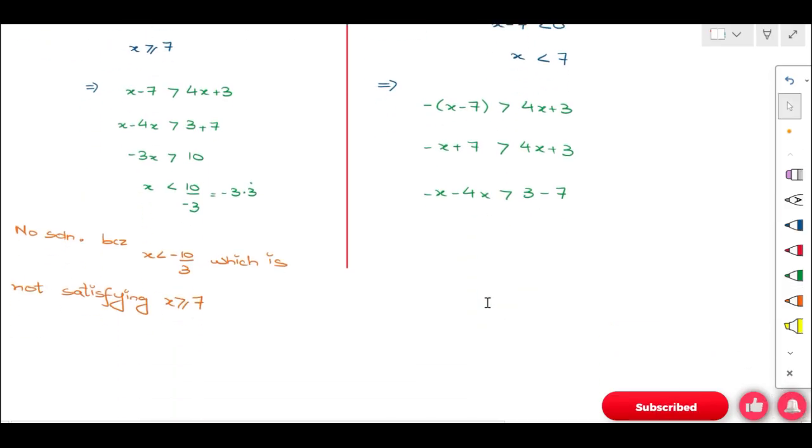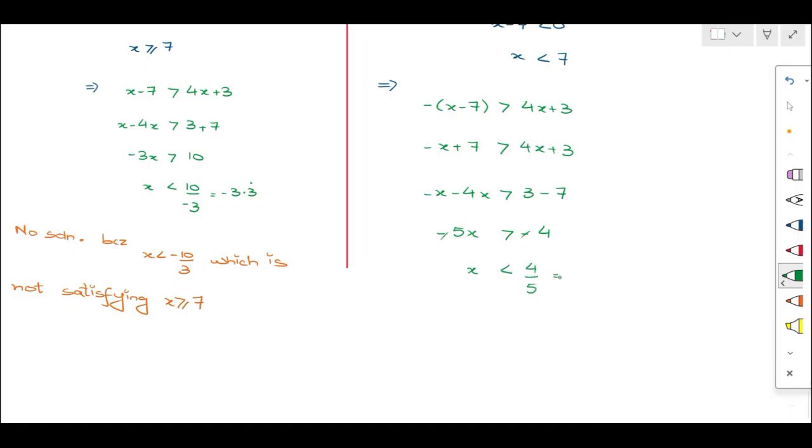What I did, I shift the 4x on the other side and 7 on the other side. This becomes negative 5x, and this is greater than negative. From 7, if you take away 3 we have -4. So you can cancel the negative sign on both sides by reversing the inequality. So x should be less than 4 by 5. So 4 by 5 is basically 0.8. So here the x should be less than 0.8.